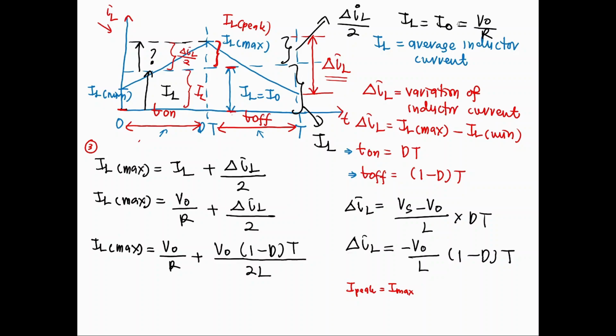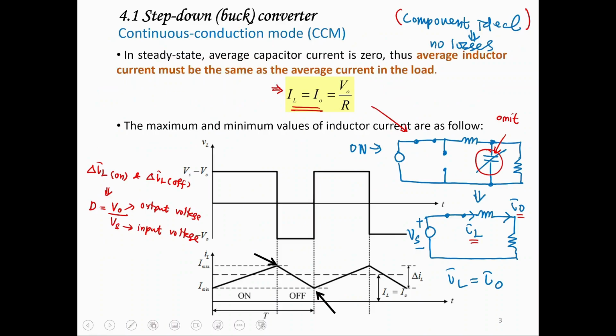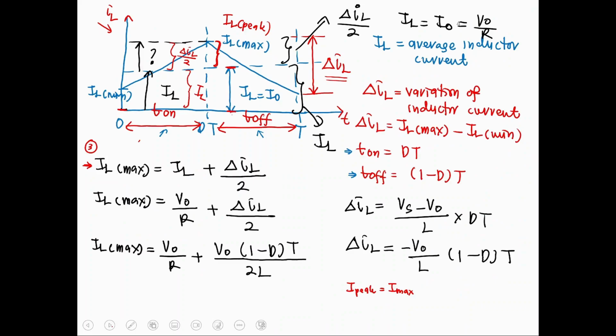IL plus delta IL over 2. This is your maximum inductor current. Okay, now we substitute. What is our IL? Remember in the previous equation, your IL will be equal to I naught, which will be equal to V naught over R. So we substitute this one over here, V naught over R, and then plus delta IL over 2.